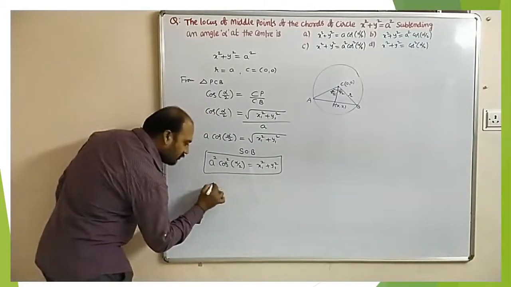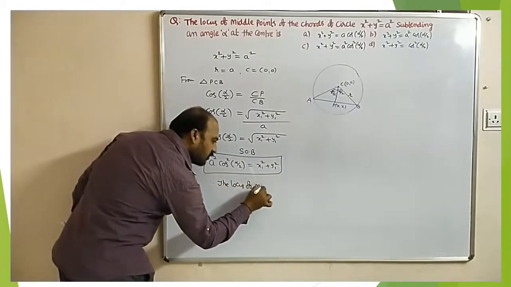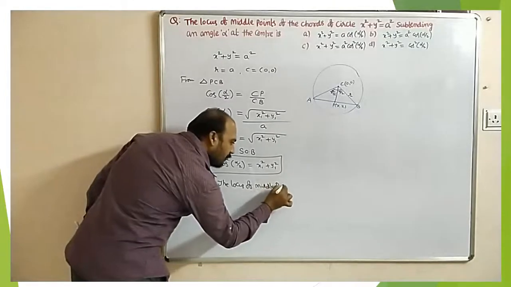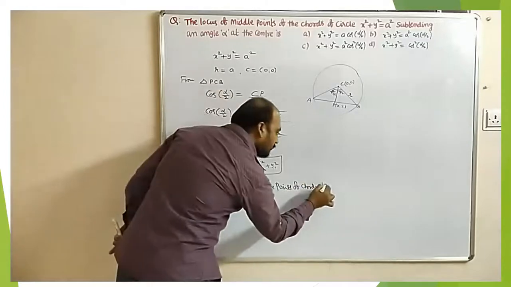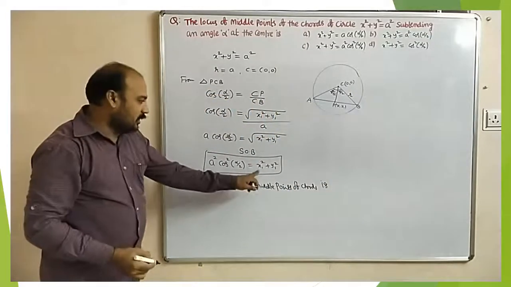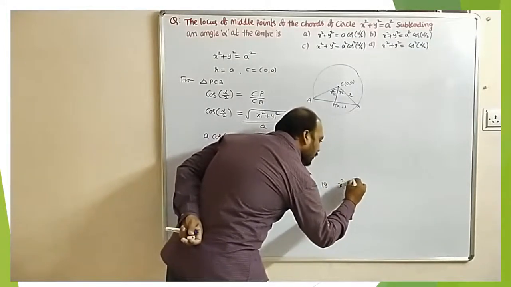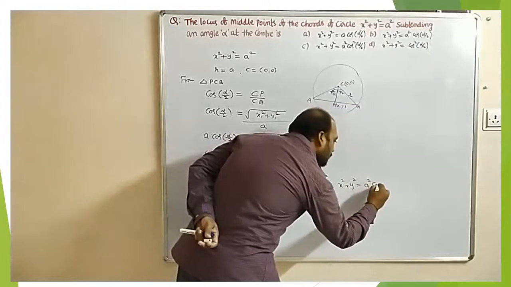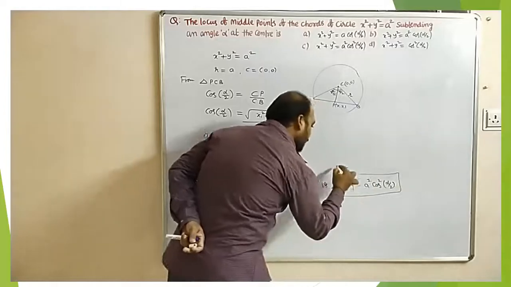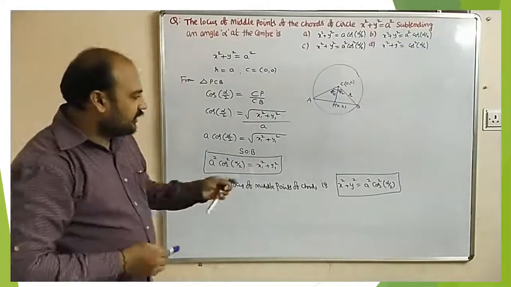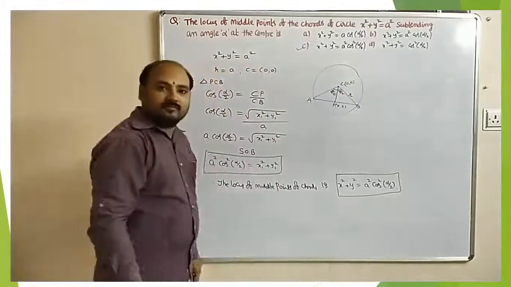Whenever we are writing locus, therefore the locus of middle point of chords is, you remove x1, y1 and write x comma y. So x square plus y square equal to a square into cos square alpha by 2, which is there in, which option it is? x square plus y square equal to a square cos square alpha by 2, which is there in the third option.